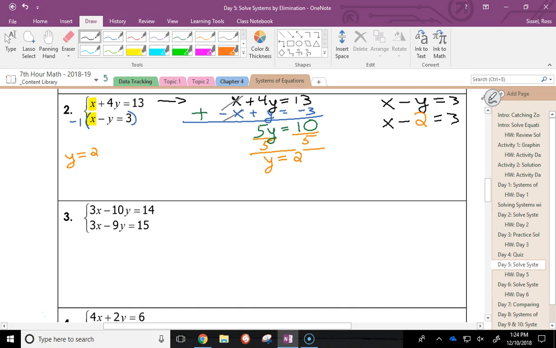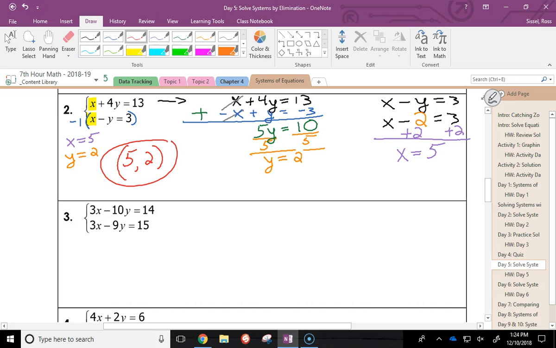Good, Damien. I see that I have x and I'm minusing 2. I want to get rid of that, so I'm going to do the opposite. I'm going to add 2. Add 2. X equals 5. We're all done here. Really? X was 5. So my answer's 5, 2.